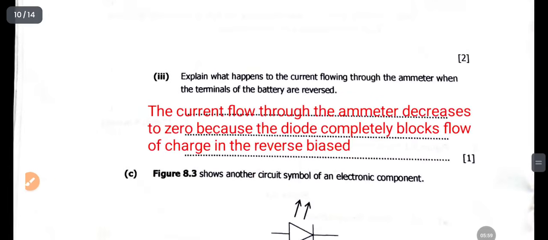So I presented my answer to say the current flow through the ammeter decreases to 0 because the diode completely blocks flow of charge in the reverse bias.